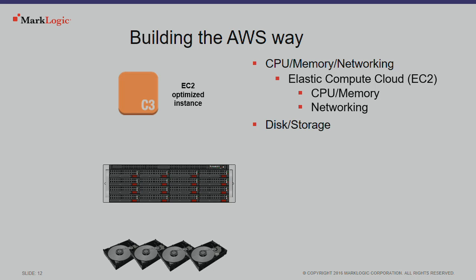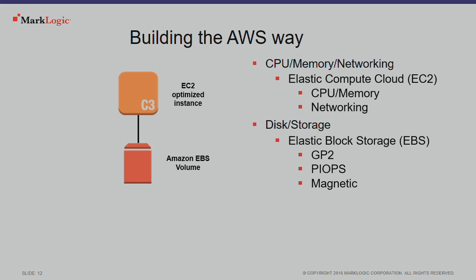Next, your disk storage. So what you would normally have as far as your disks would become an Amazon Elastic Block Store volume. So essentially now you have a volume that you can attach to your instance. This provides your disk I/O capabilities. And essentially you have different types of disks. You have like a GP2 type.